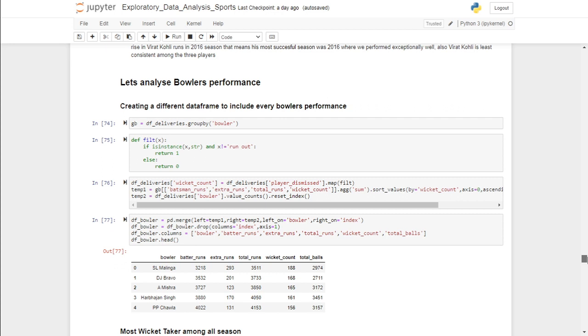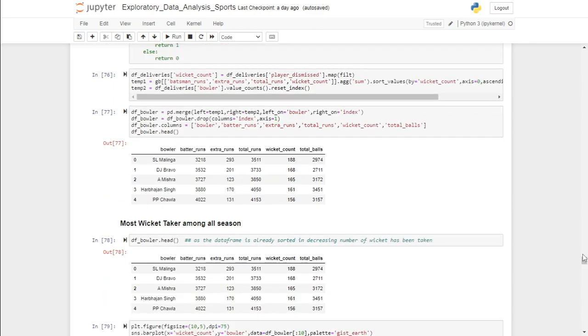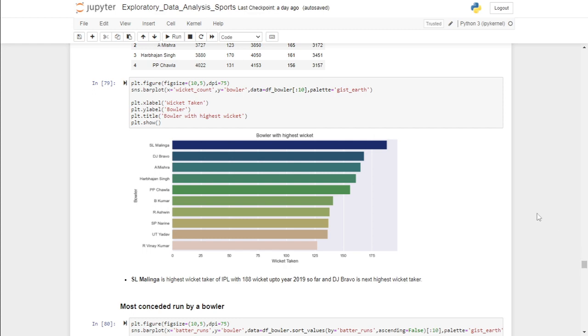And now comes the bowlers part. Among the most wicket takers of all seasons, SL Malinga tops with 188 wickets. And the next is DJ Bravo with 168. And here's the plot for this.